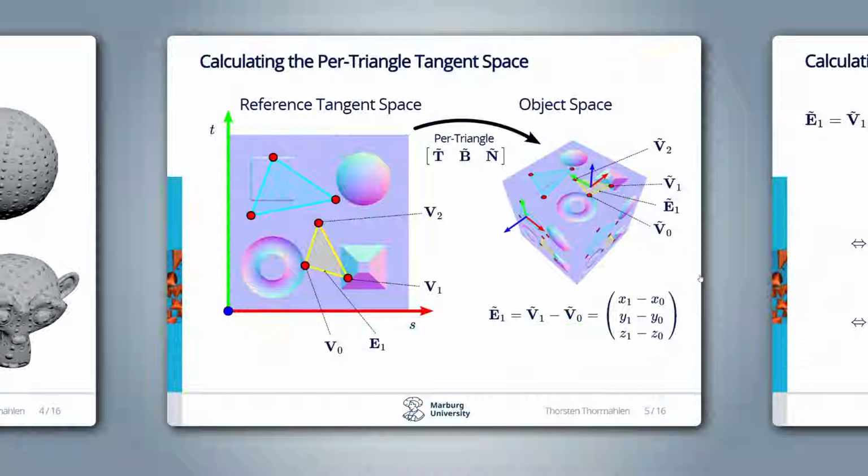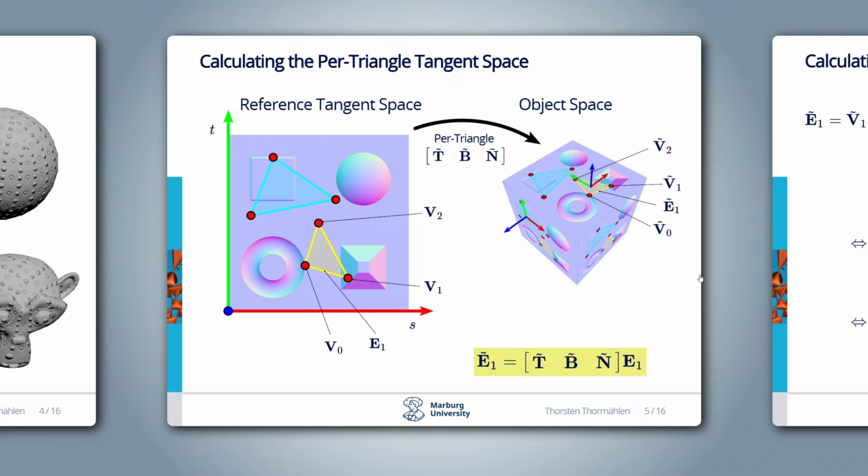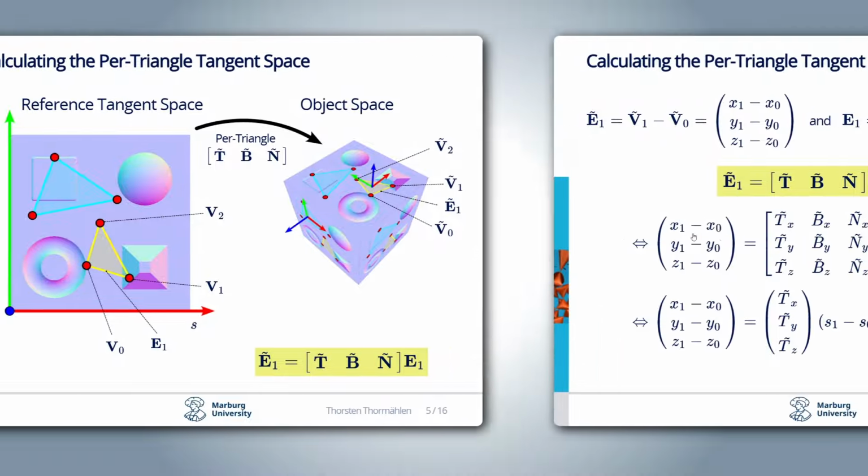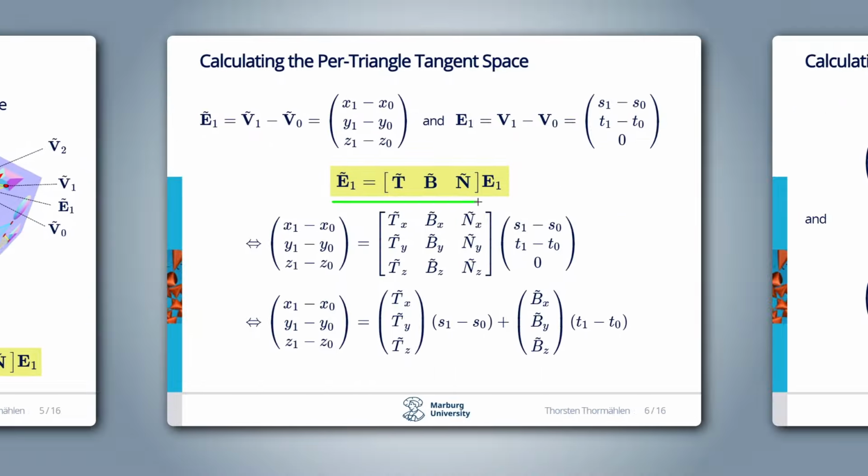With known E1 tilde and E1, we can create a constraint for the unknown tBn matrix. The unknown tBn matrix must transform the edge E1 in reference tangent space to the edge E1 tilde in 3D object space. Let's try to use this constraint to compute t tilde and b tilde. It is important to note that we can only use the tBn matrix with edges and not with vertex positions, because the tBn matrix can only transform directions from one space into the other and not points. Here is the constraint equation again.